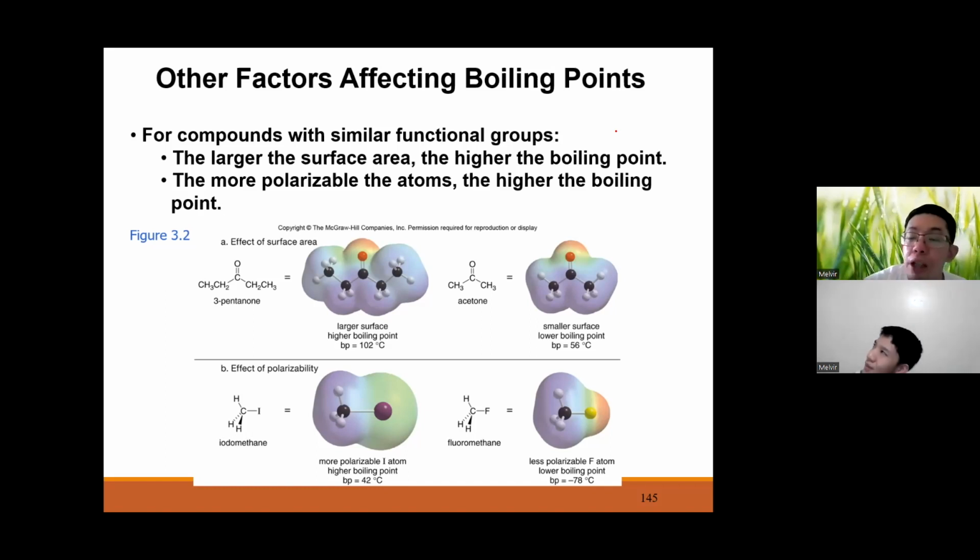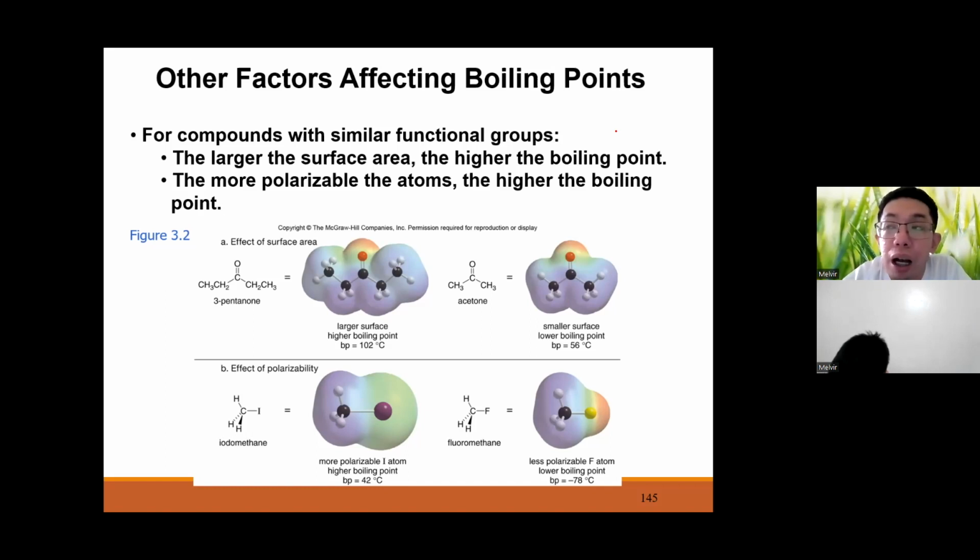Polarizability is the ability of atoms to be affected easily by the electronic environment. So, when are you easily affected by your environment? The electronic cloud. Higher surface area. Larger or smaller? Larger atoms, higher surface area. Very good. Larger atoms tend to be more polarizable than smaller ones.